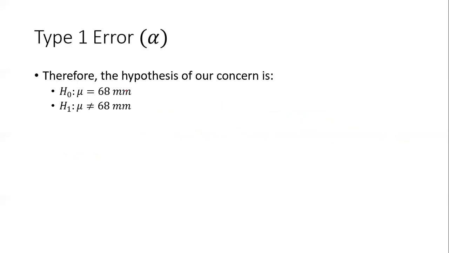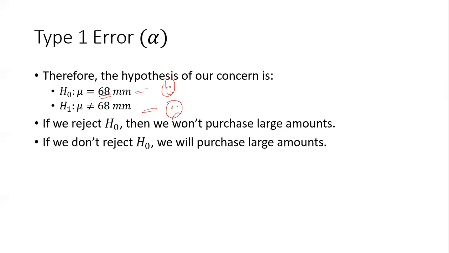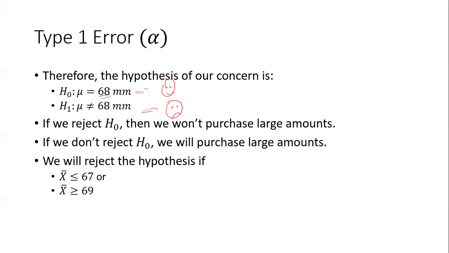So our hypothesis is to test whether mu is equal to 68 millimeters, which means we will purchase, so this is good, versus mu is not equal to 68 millimeters, which means we won't purchase. We will reject the hypothesis if X bar is smaller than 67 or X bar is greater than 69. Or we don't reject if X bar is between 67 and 69.